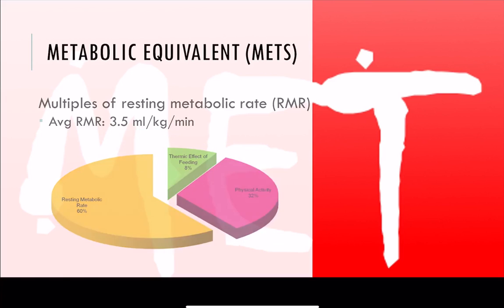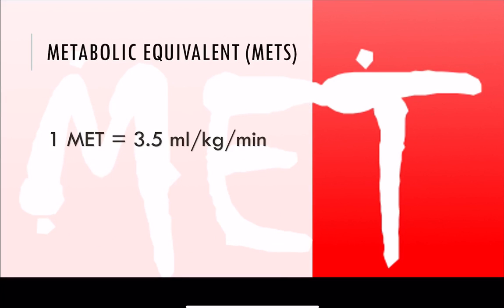This does not take into account the thermal effect of food, or obviously the increased demand that physical activity can add to it. So from the assumption that at rest we're using 3.5 milliliters per kilogram per minute, metabolic equivalence said we are going to make that one MET, and then make everything a multiple of that. So one MET is the energy required to fuel the metabolic processes of being completely at rest. 2 METs would be exactly double that, 7 milliliters per kilogram per minute. 3 METs would be 3 times that resting value, and so on and so forth.